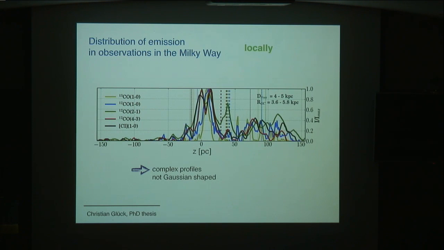And if you look at those profiles, you can clearly see that they are not Gaussian. They are quite complex. So we think that on local scales, the profiles look quite different. And if you measure the scale height of one contribution here from just one peak, you end up with a scale height of about 10 parsec again. And this is somehow comparable again with our simulations.